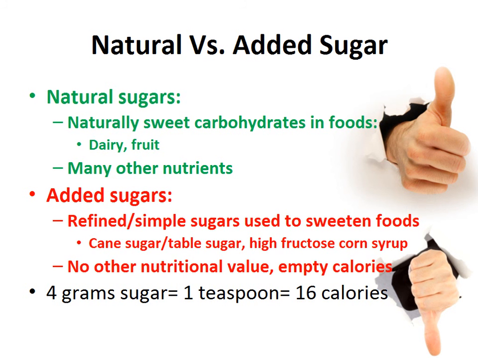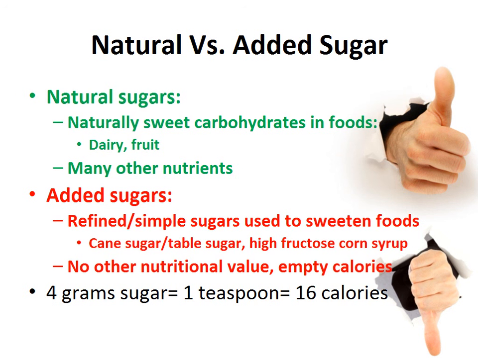And then let's talk about natural versus added sugars. Natural sugars occur in foods such as generally your fruits and your dairy products. And if you eat a food that contains naturally occurring sugar, you're generally getting a lot of other nutrients as well, such as fiber and vitamins and phytochemicals and antioxidants.